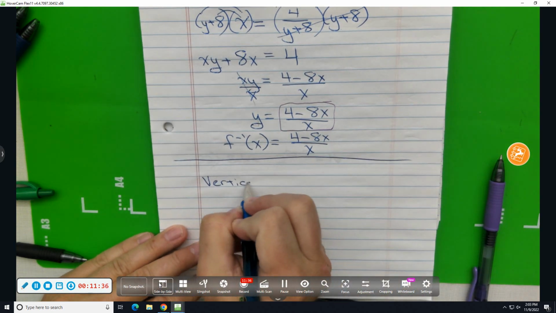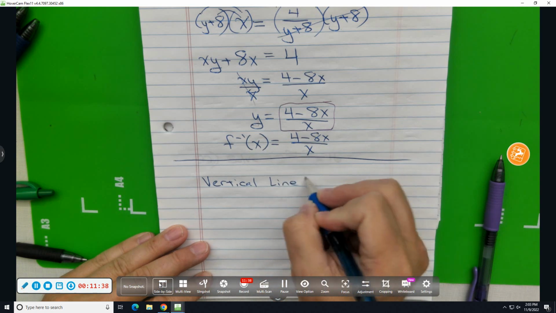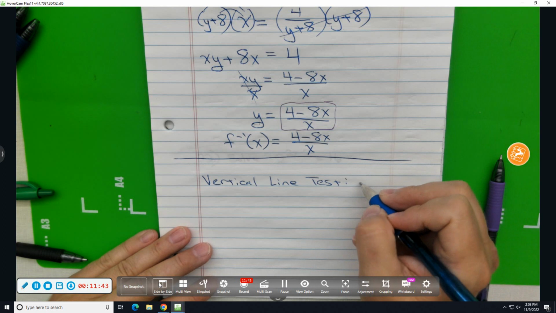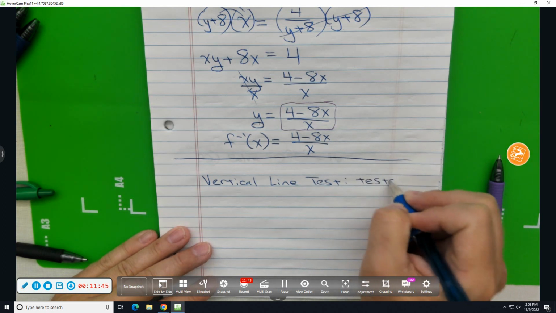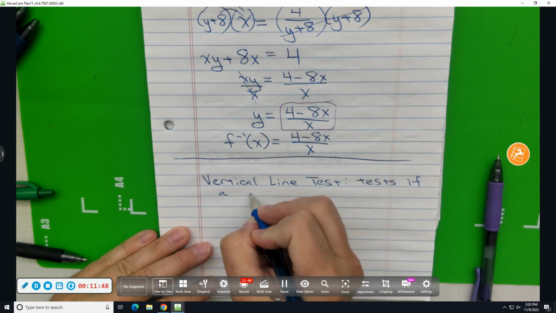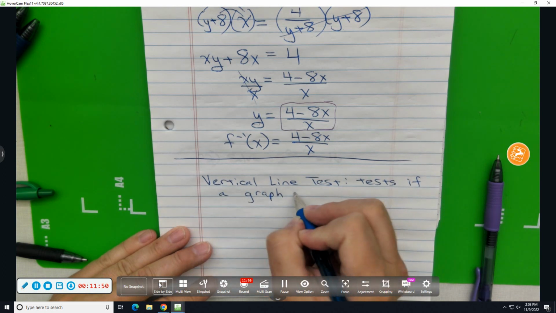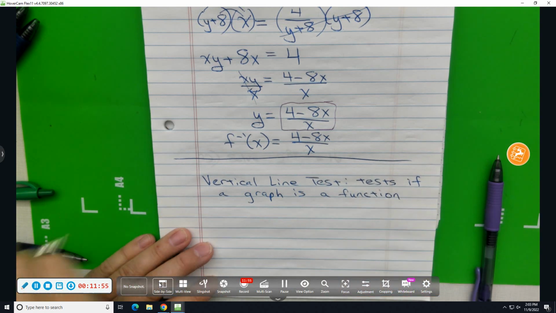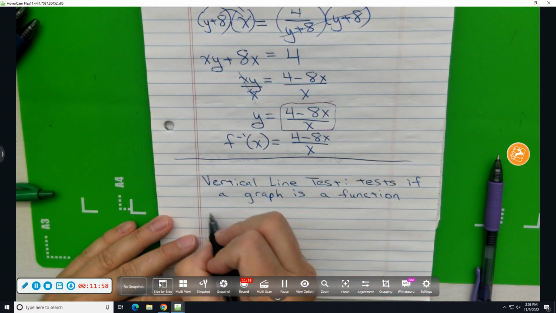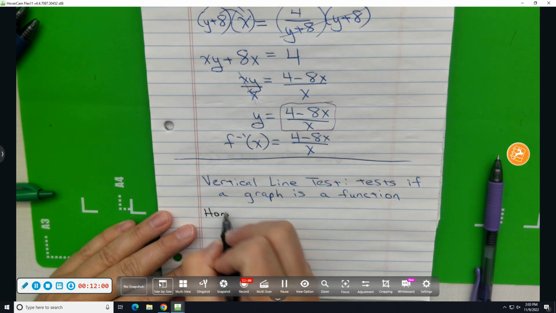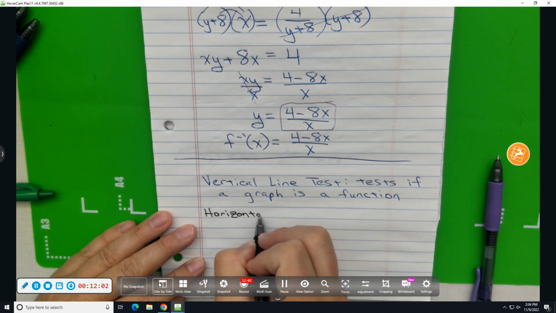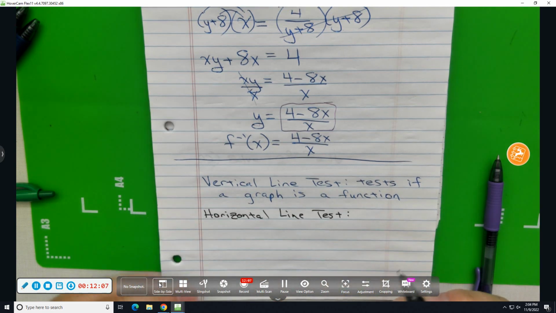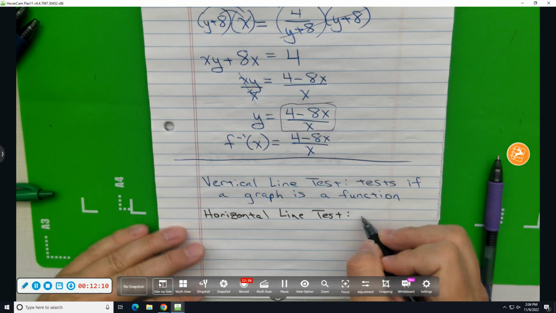The vertical line test tells us whether a graph is a function. Test if a graph is a function. And we use the horizontal line test. The horizontal line test is what we use to determine if a graph is 1-to-1.